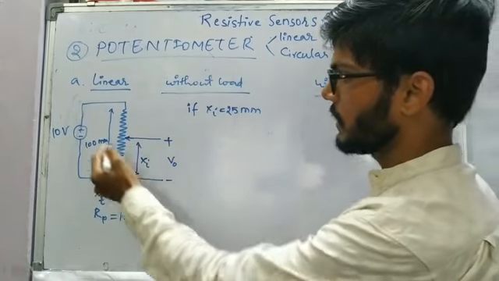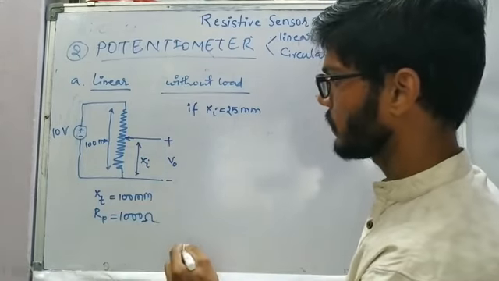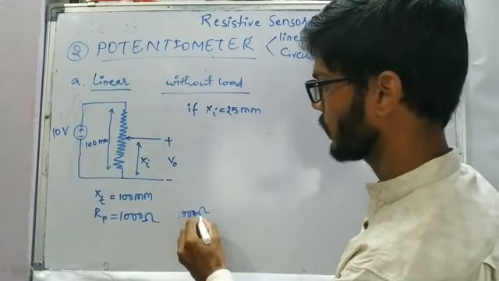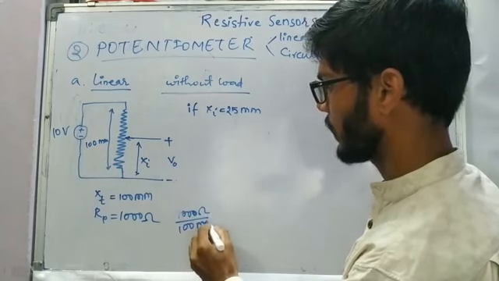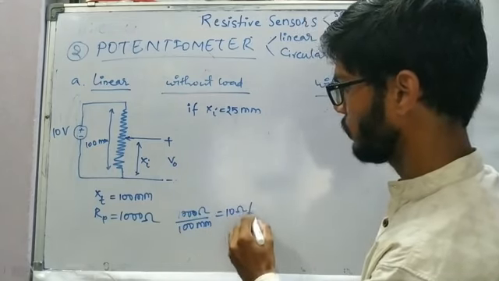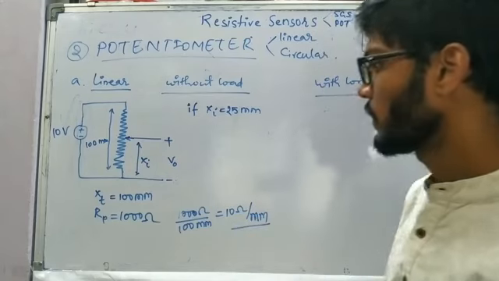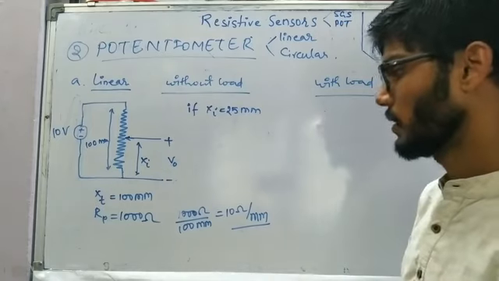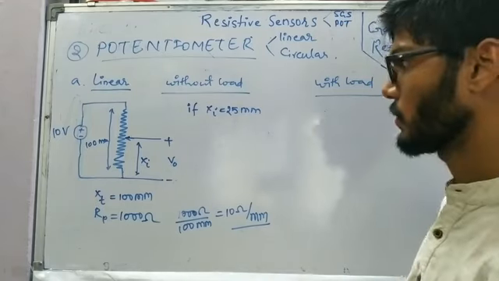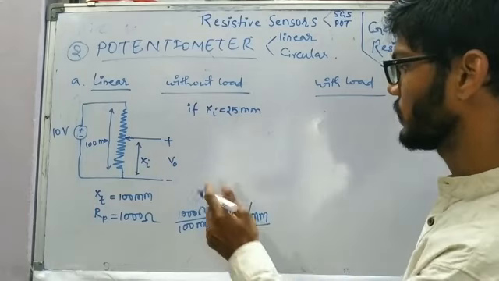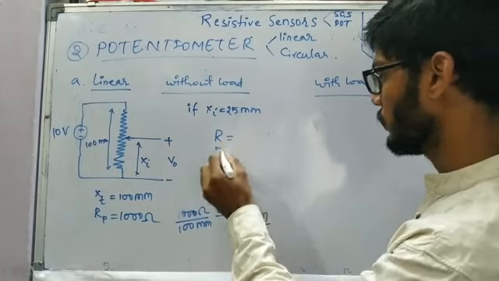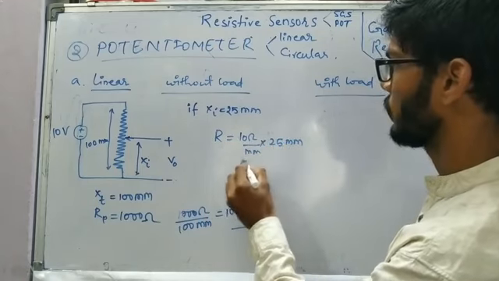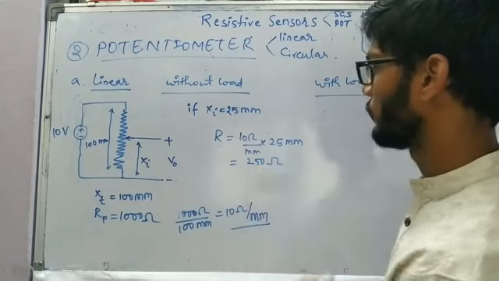As the length is 100 mm and the resistance is 1000 ohm, the resistance per unit length is going to be 1000 ohm divided by 100 mm. So this is going to be 10 ohm per mm. This is the resistance gradient per unit mm, how much resistance it is going to show. So for 25 mm the resistance is going to be 10 ohm per mm into 25 mm, so the value of resistance will be 250 ohm.